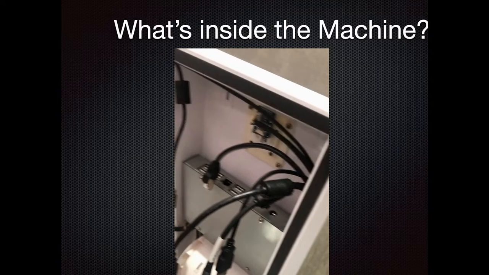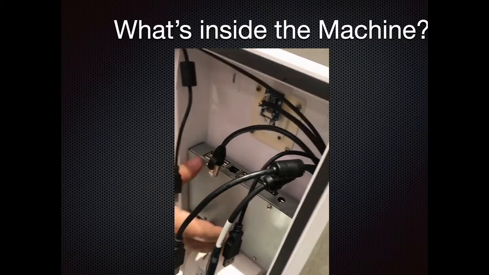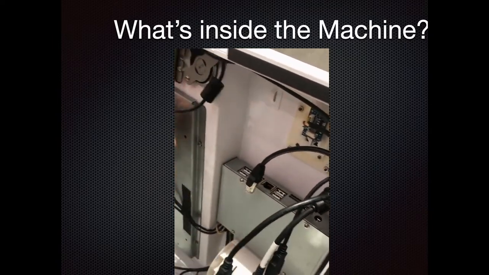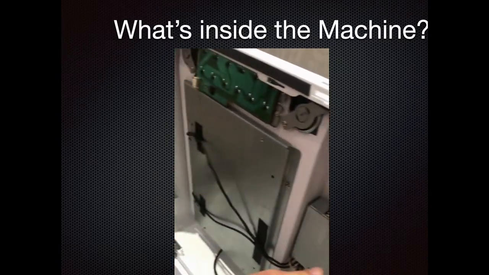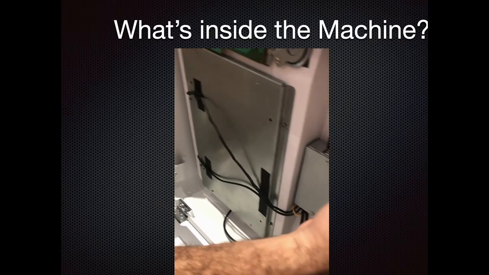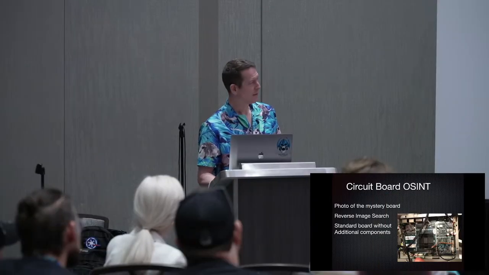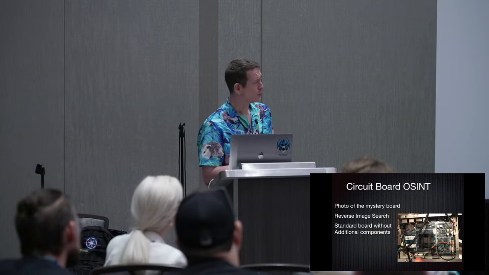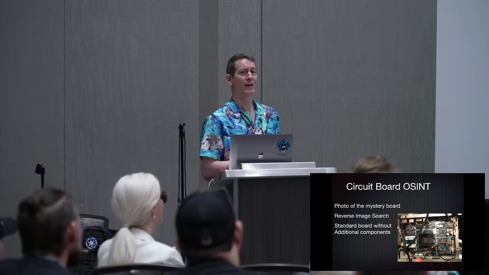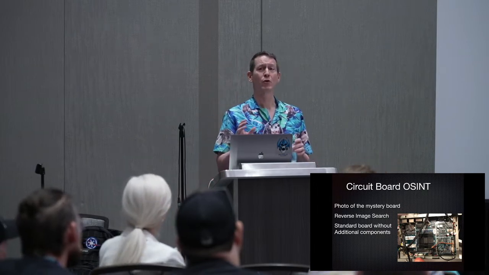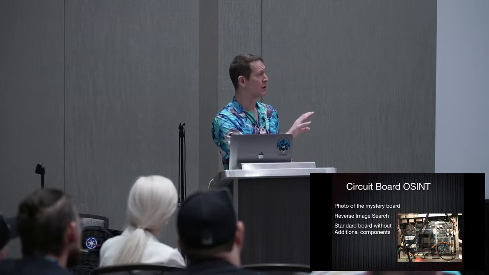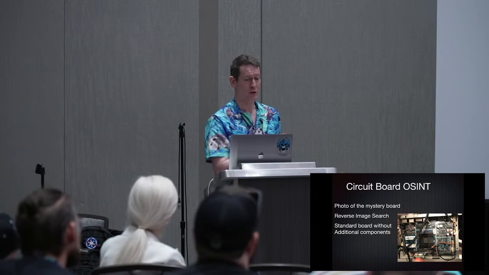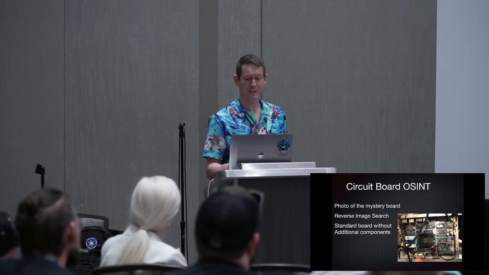First thing someone started doing is unplugging all the cables without noting where they went. Person was asked not to work further with this machine. The next step, once we got the motherboard, someone had a great idea: take the picture of the motherboard, do a reverse image search on OSINT to see what this is, if there's anything unique to it. We found this is a standard circuit board without any traditional means to image it.